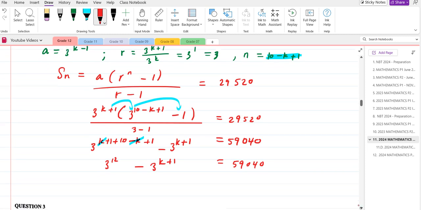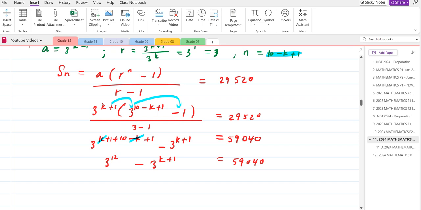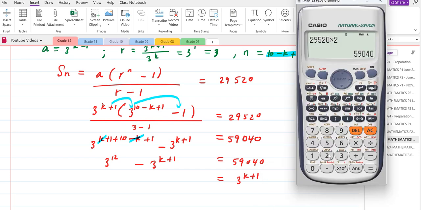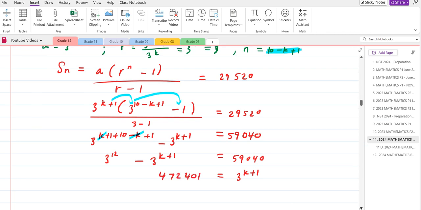Now I'm going to rearrange this. We're going to take 3 to the power k plus 1 on the other side, and we're going to take this over: 3 to the power 12 minus 59040. We're getting 472,401. Now you can either use logs.